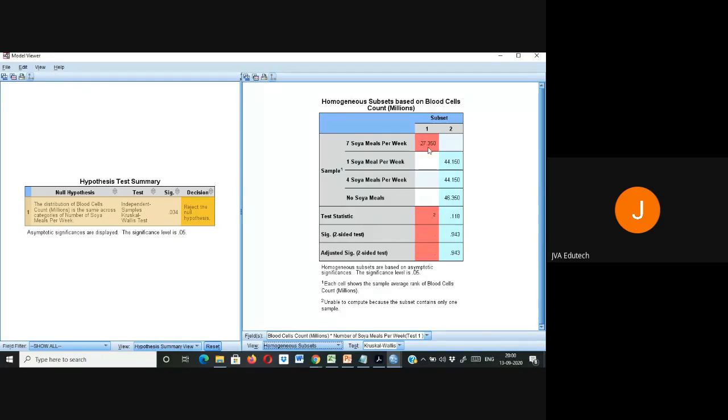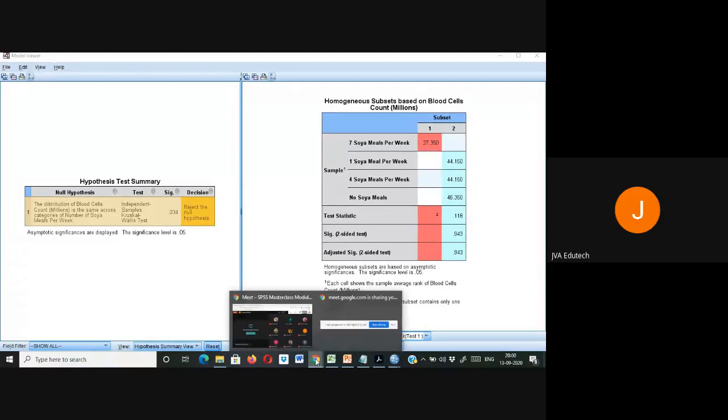If you compare these values, there is a big change. It's a much lower value than these. So we can see, even in the first case that we have taken by the pair-wise method, only 7 soya meals per week make any difference on the blood cell count, and that difference comes out to be that the person's blood cell count lowers as he is fed more soya meals per week. That difference is very clear when it comes to 7 soya meals per week. Clear?